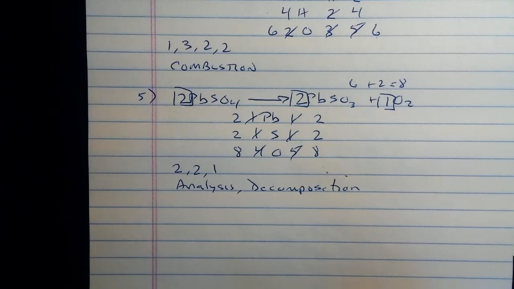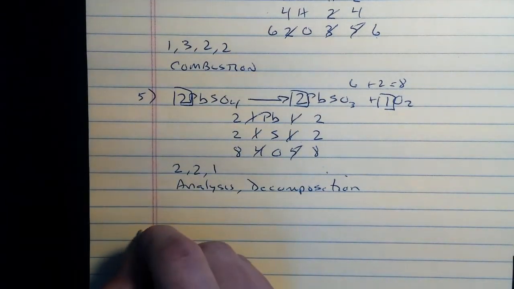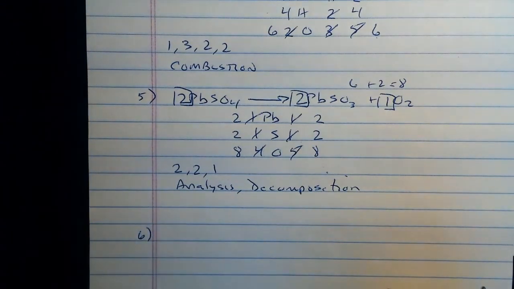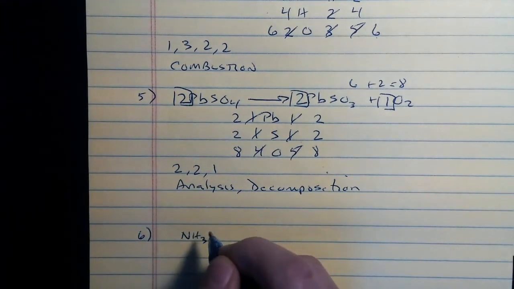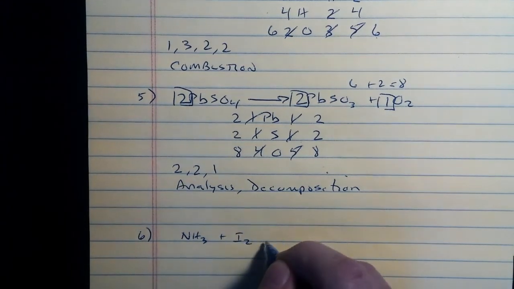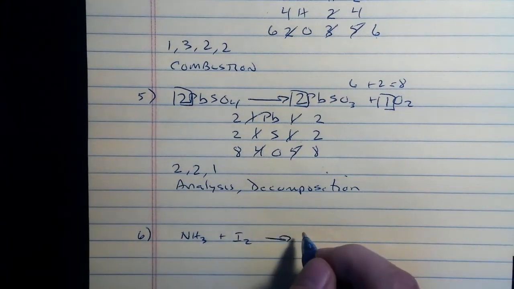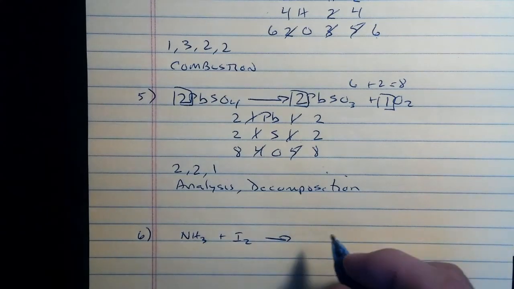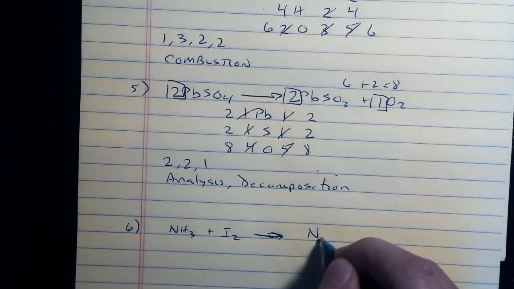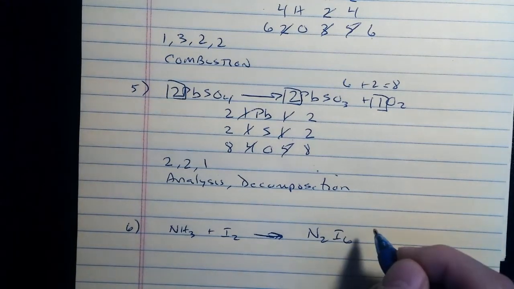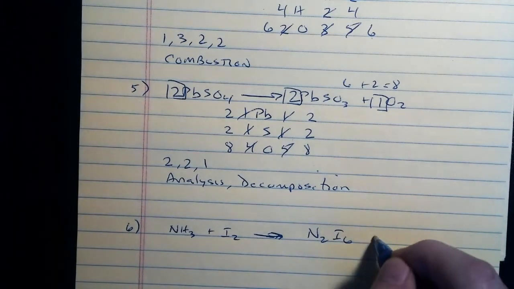And let's do another one. Okay, this will be the last one I'll do in this video, then I'll give you a few to do on your own. So we're going to have ammonia, NH3, and it's going to react with iodine, I2, to produce N2I6, plus H2.